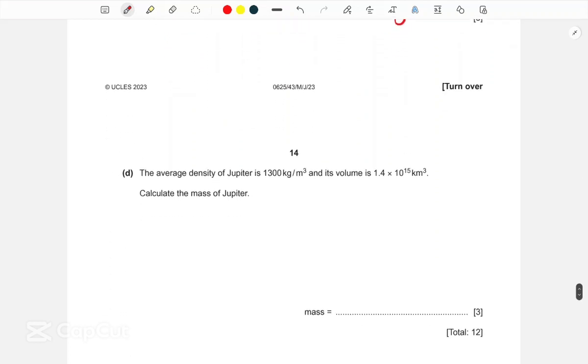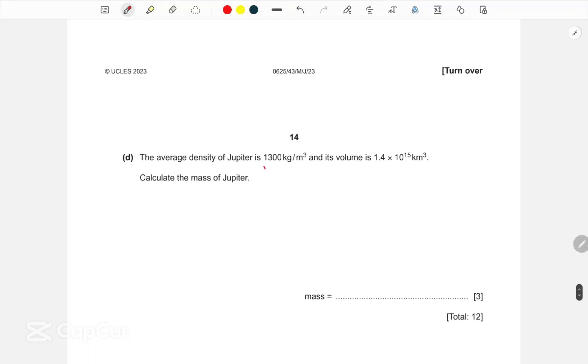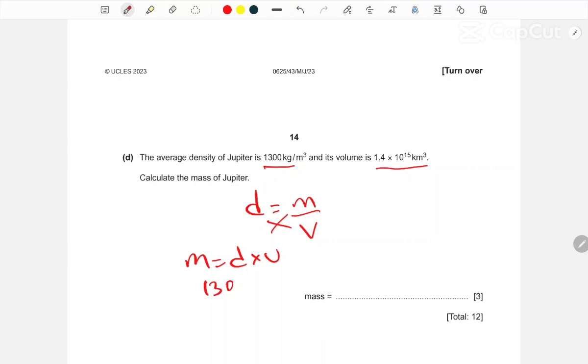Part D. The average density of Jupiter is 1,300 kilograms per meter cubed. The volume is 1.4 times 10 to the power 15 kilometers cubed. Calculate the mass of Jupiter. So we know that density equals mass over volume. So mass is going to be density times volume. So density is 1,300 and volume is going to be 1.4 times 10 to the power of 15.